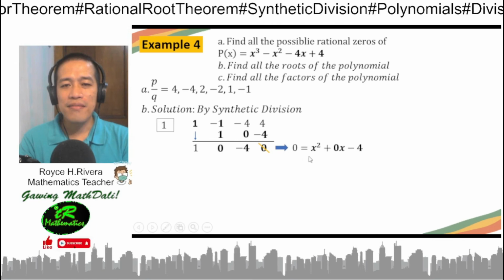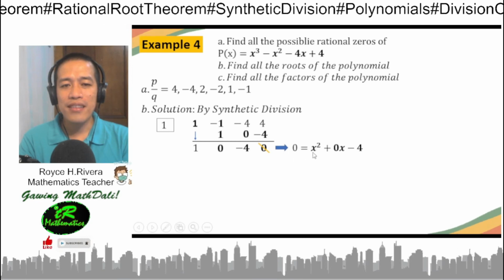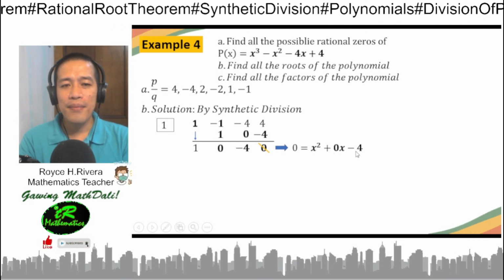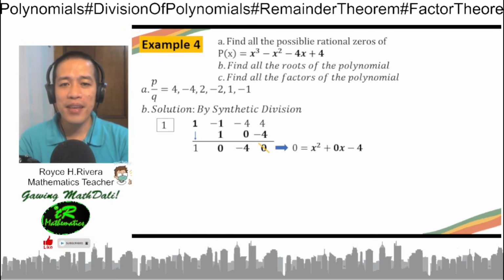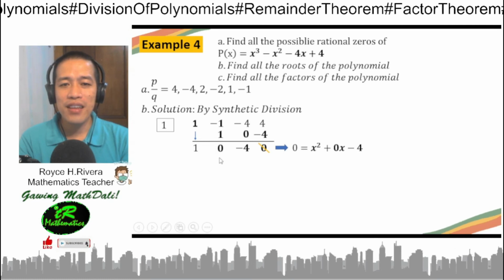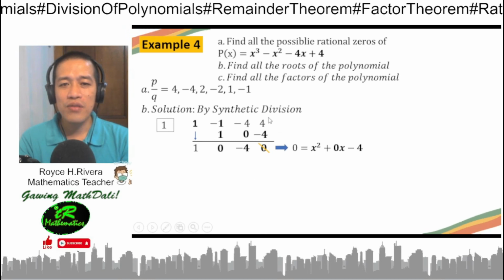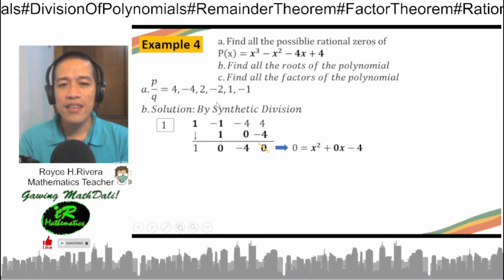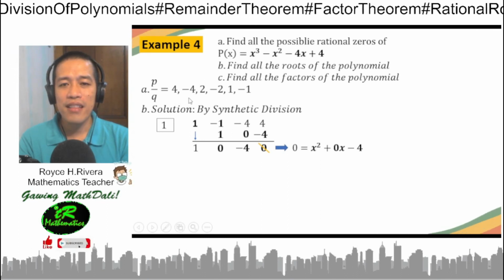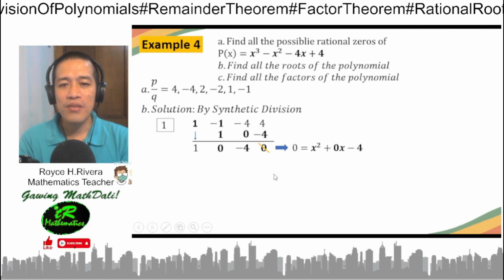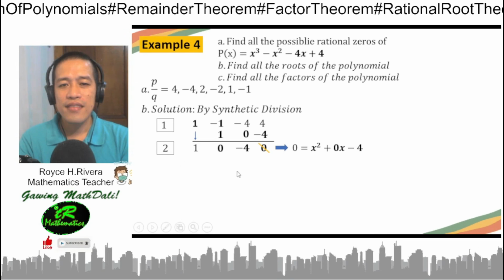So we have 1x squared plus 0x minus 4. Let us now find the second root of the polynomial and we will use the depressed equation. Again, I will choose one of the possible rational zeros of the polynomial from letter A. I will choose 2. Now I will proceed.